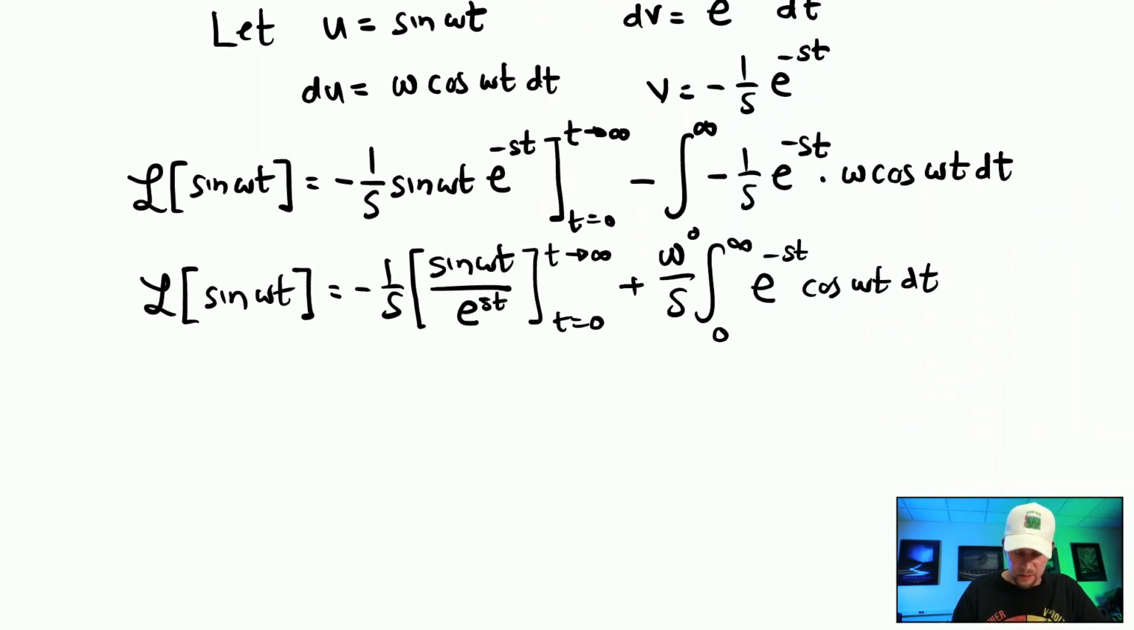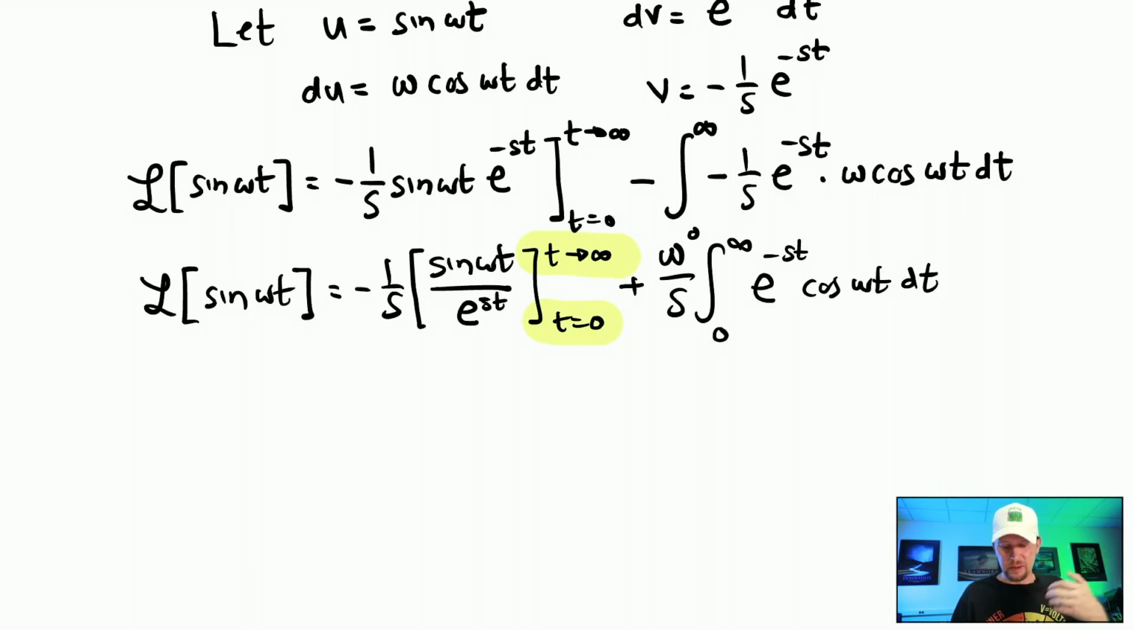Now let's really focus in on this part right here. The sine oscillates back and forth between 1 and minus 1. It can never get bigger than 1, can never get smaller than minus 1. However, the exponential is always going to tend towards infinity, and that's the one that's in the denominator. So that first limit, as t approaches infinity, is going to tend towards 0, right? It's just going to disappear.